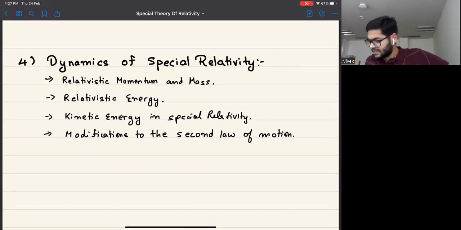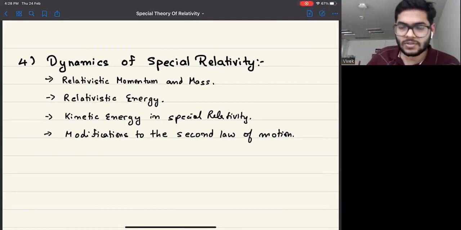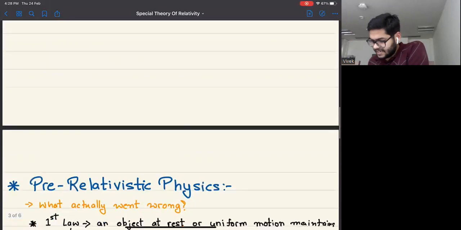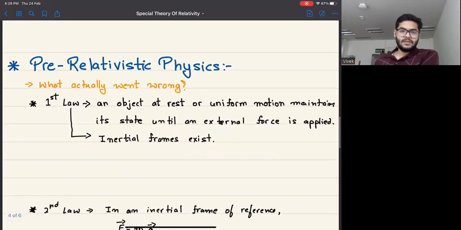And here we will talk about relativistic momentum and mass, relativistic energy, and the famous formula E equals mc squared. We will talk about kinetic energy in special relativity. And after this, we will finally write down the special relativistic version of the second law of motion. So that is about the contents of this course. So without wasting any time, let us get started.